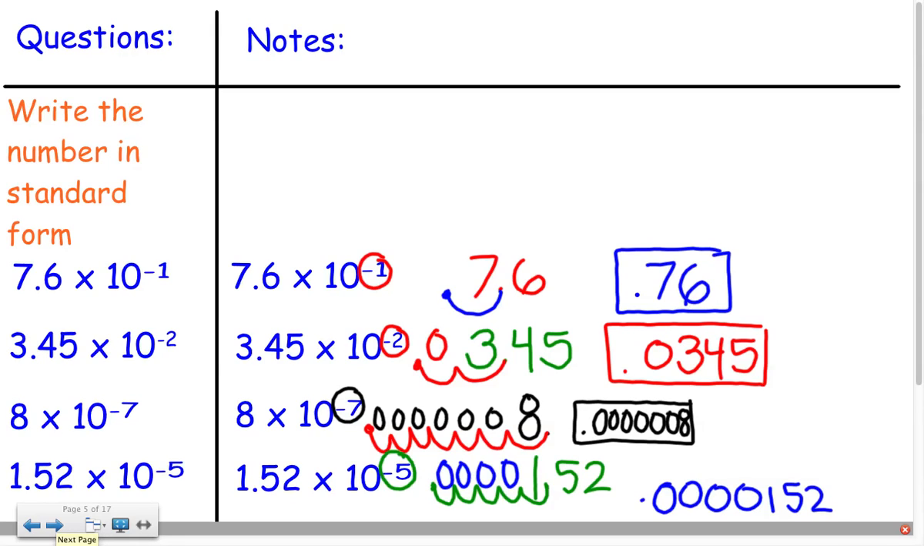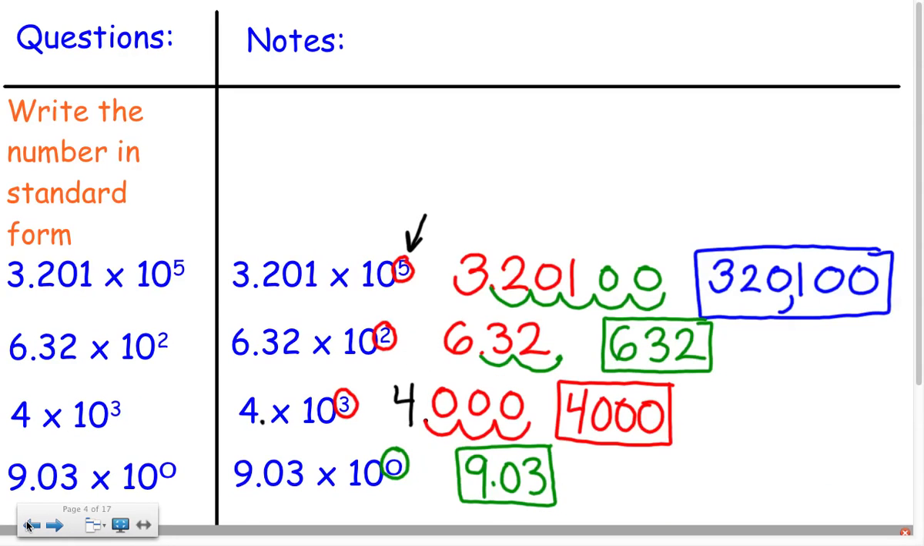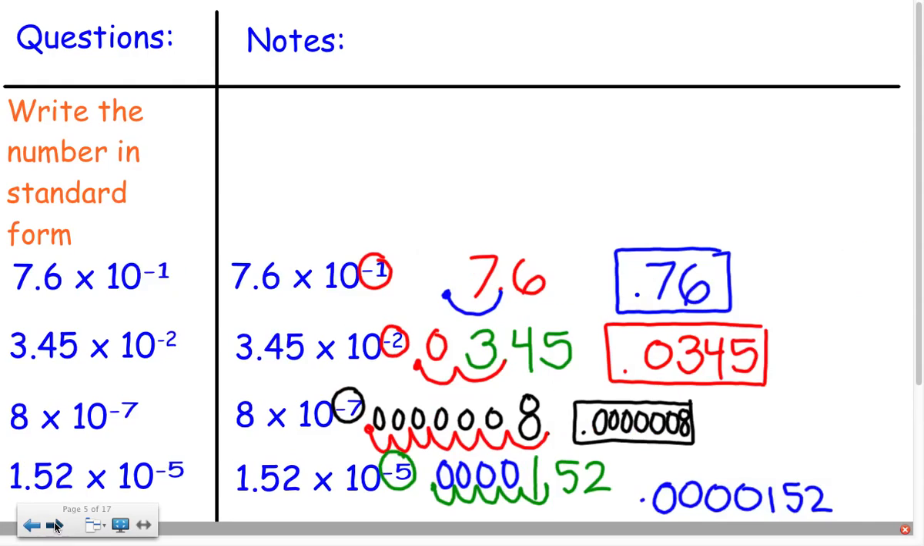So double check when you're all done. These 4 all ended up very small because they had negative exponents. The back of page, they all ended up very big because they had positive exponents. Summary.